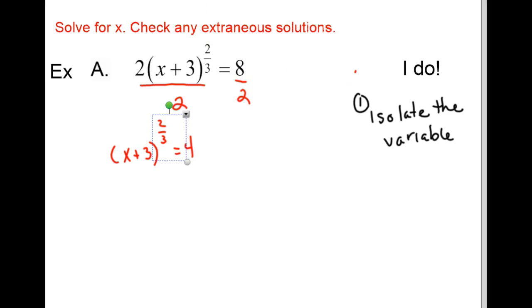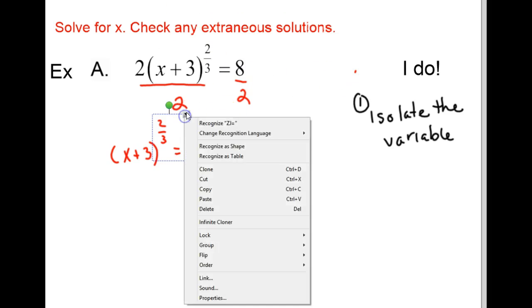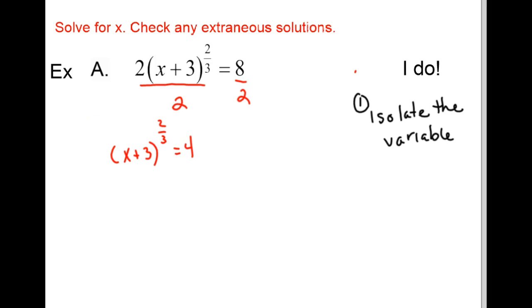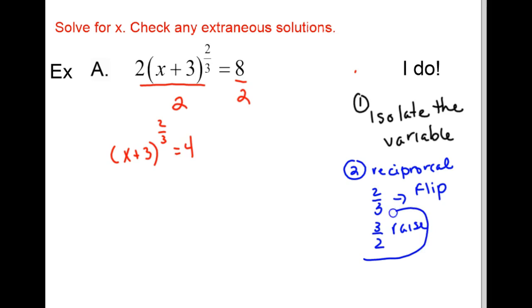And now I can come over and I'm going to get rid of that. I can come over and I can use that reciprocal property we talked about yesterday. So I'm going to take this reciprocal. I'm going to take the reciprocal of 2/3. So what does that mean? Flip it. So I'm going to use 3/2 and raise each side to 3/2.